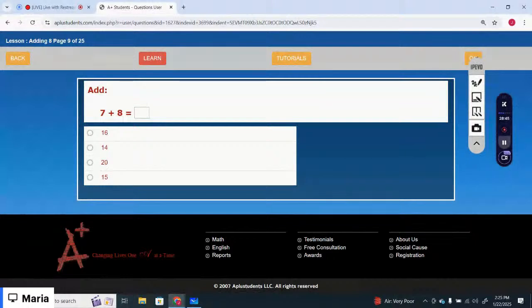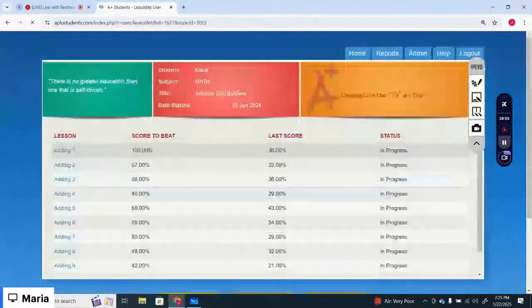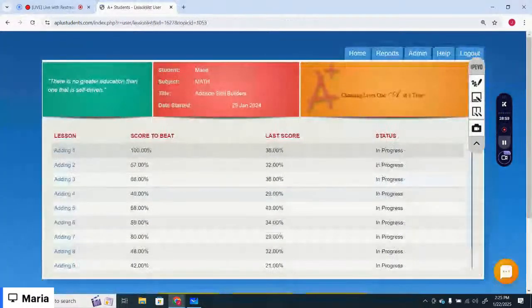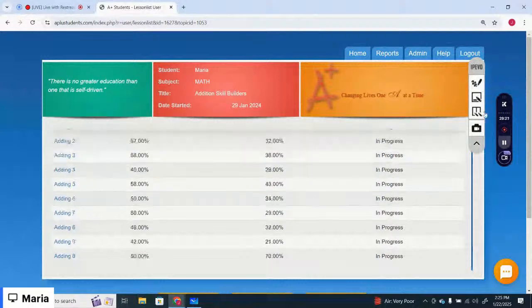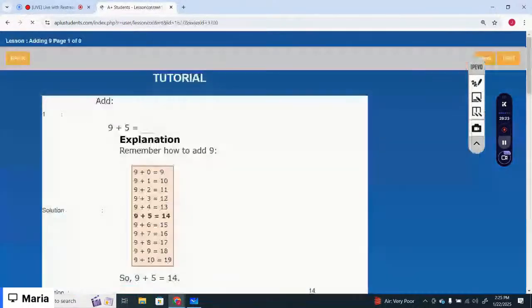Let's just start. You can complete the lesson by yourself later today. Let me just move on to the next lesson, that is adding 9. Let's just start with the lesson.